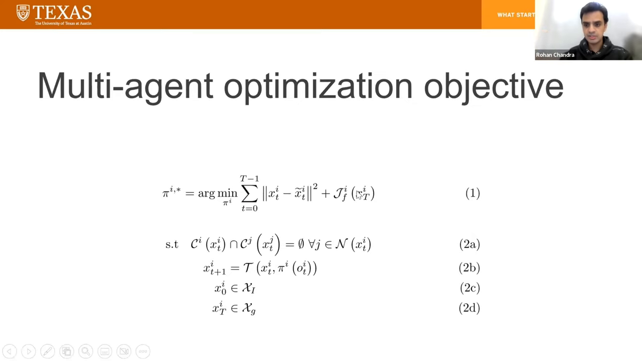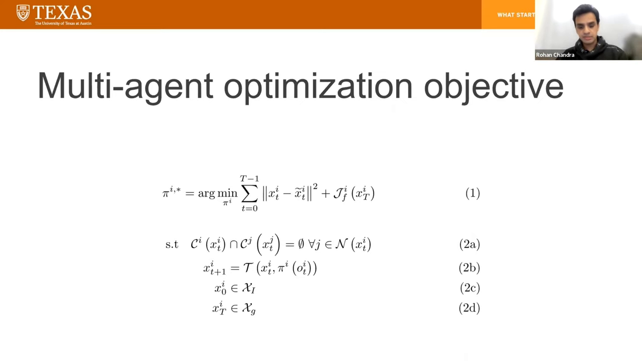And this is the terminal cost at the last time step. For the constraints, they are also somewhat straightforward, two parts. The first constraint, 2a, is a collision avoidance constraint. You want to say that the configuration spaces of i and j should not overlap at every time step. 2b is a transition dynamics constraint, respecting the kinodynamic constraints. And then 2c and 2d are the two-point boundary value constraints. Like you start from your initial point and you end at your goal.